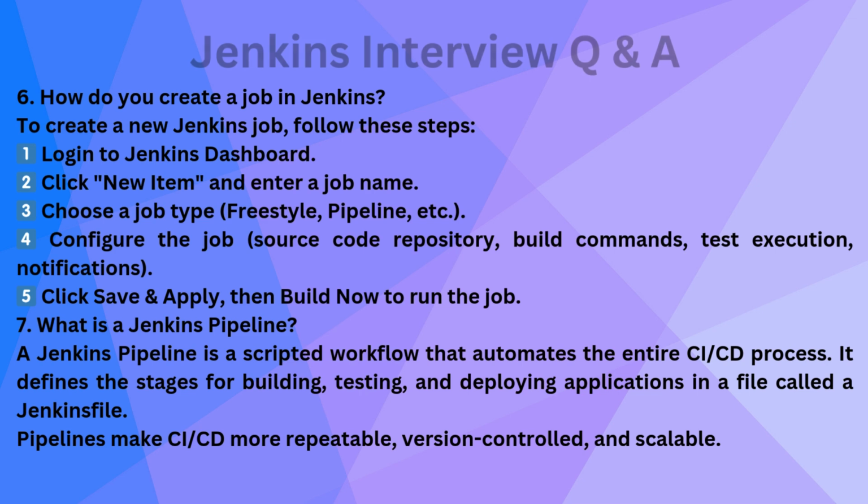How do you create a job in Jenkins? To create a new Jenkins job, follow these steps. Log into the Jenkins dashboard. Click New Item and enter a job name. Choose a job type, such as freestyle or pipeline. Configure the job by setting up the repository, build steps, test execution, and notifications. Click Save and then select Build Now to run the job.